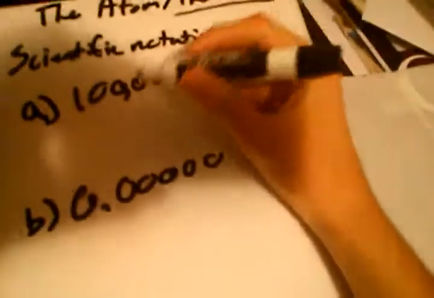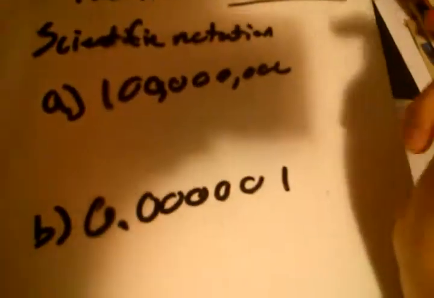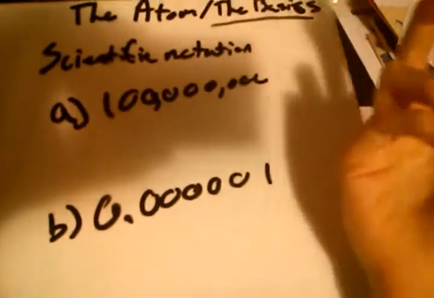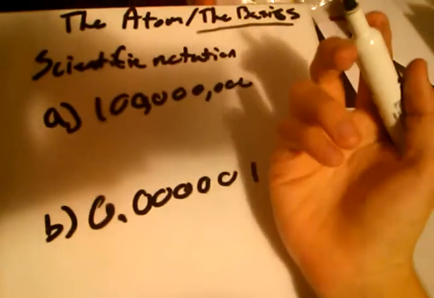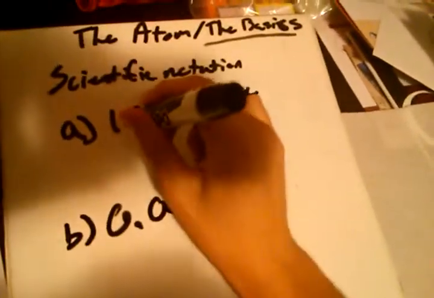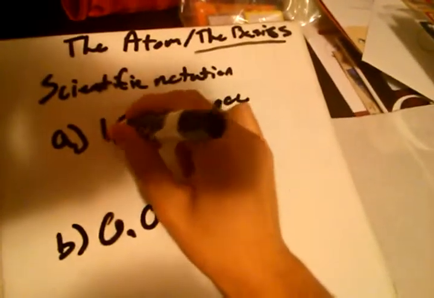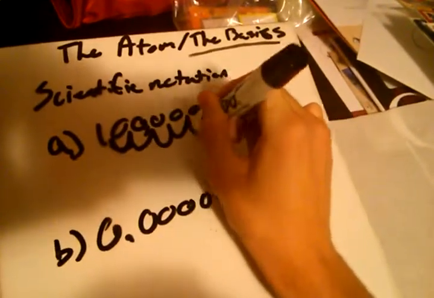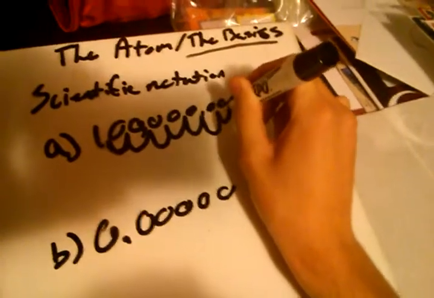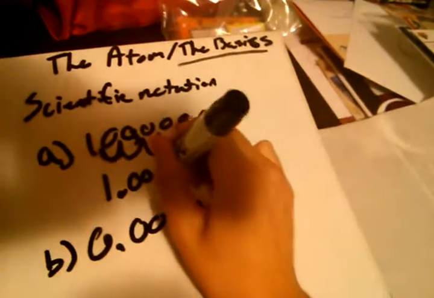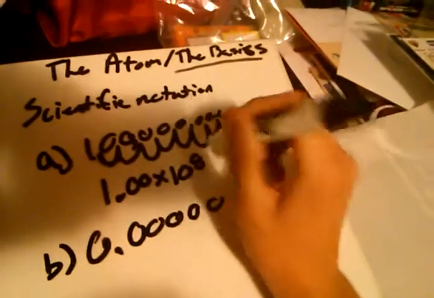Alright, so as you can see here, we have 100 million, which takes some time to write. But scientists have their quick little trick that you can do. All you have to do is count up the zeros after the 1. So it'd be 1, 2, 3, 4, 5, 6, 7, and 8. So then you can rewrite this as 1.00 times 10 to the 8th.